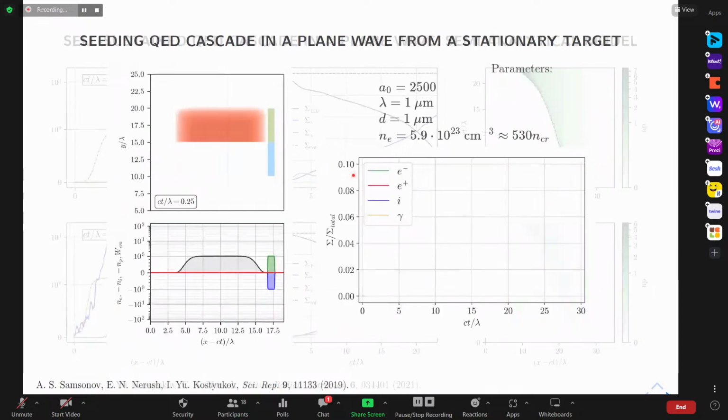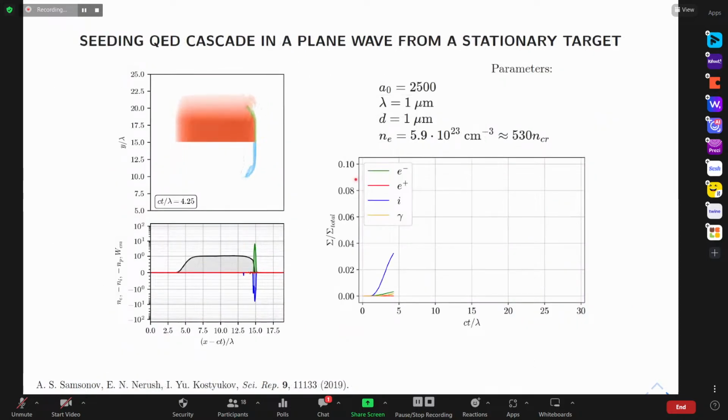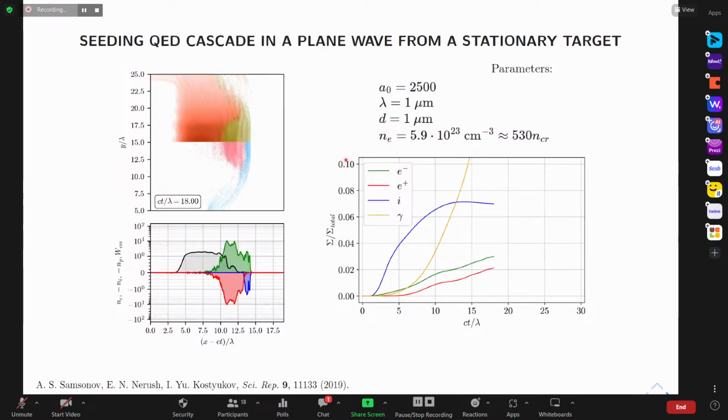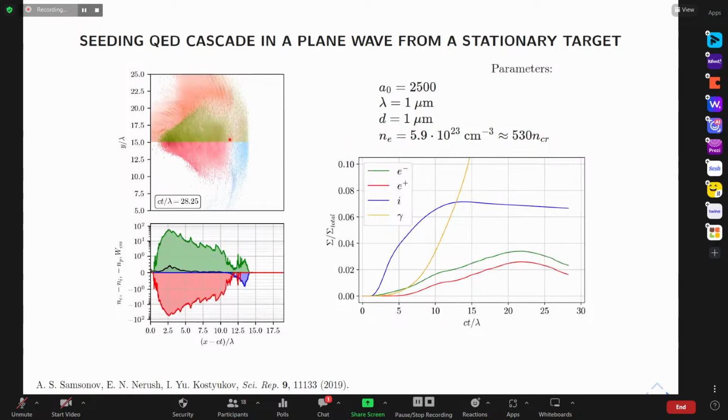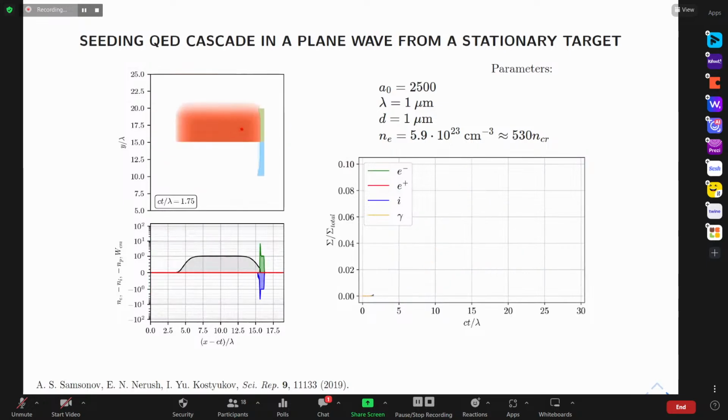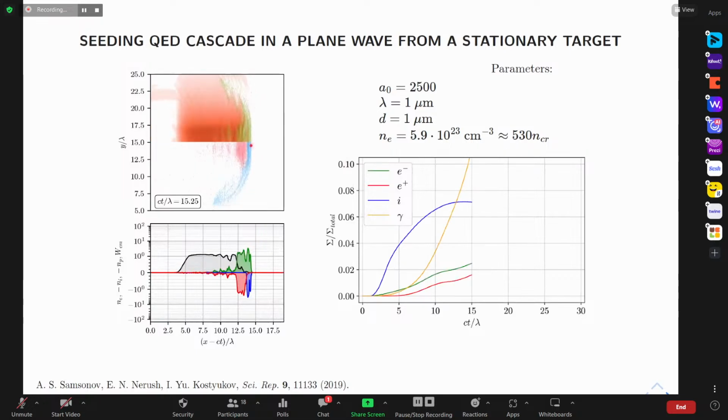And a final note, you might argue that in the simulations that I showed previously, it's not a purely self-sustained cascade, because initially we have an energetic seed. But from these simulations, we can see that the same type of cascade is able to develop when we have initially a stationary target in the form of, for example, a very thin foil.